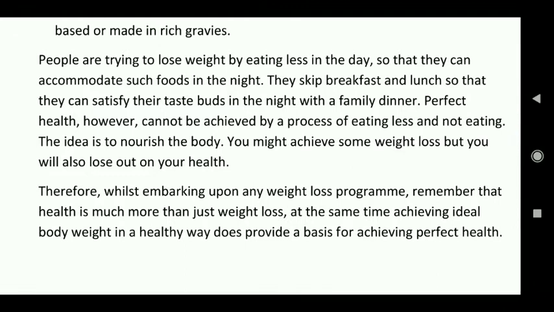People are trying to lose weight by eating less in the day so that they can accommodate such foods in the night. They skip breakfast and lunch so that they can satisfy their taste buds in the night with a family dinner. Perfect health, however, cannot be achieved by a process of eating less and not eating. The idea is to nourish the body. You might achieve some weight loss, but you will also lose out on your health.